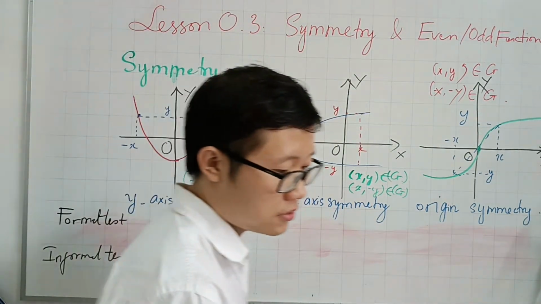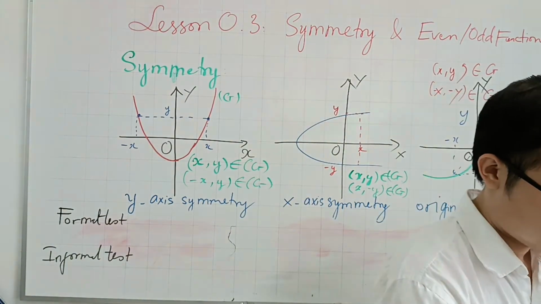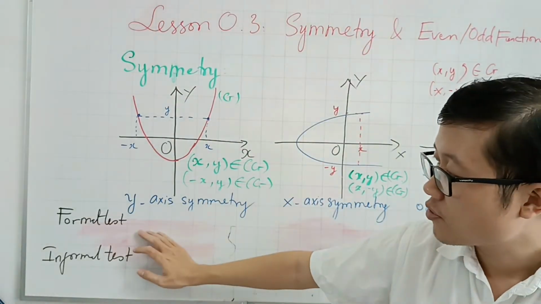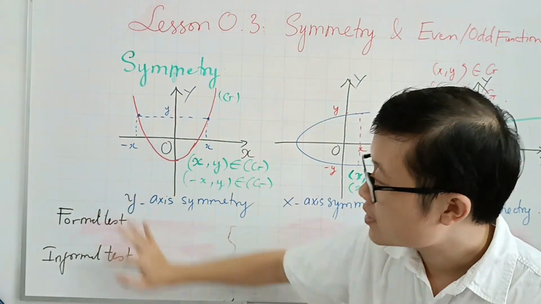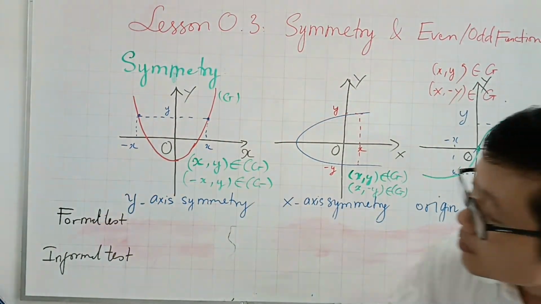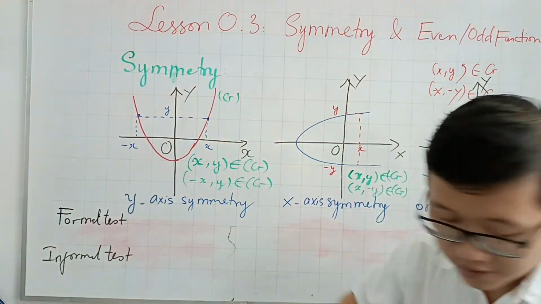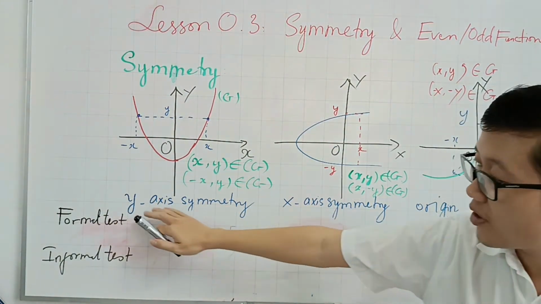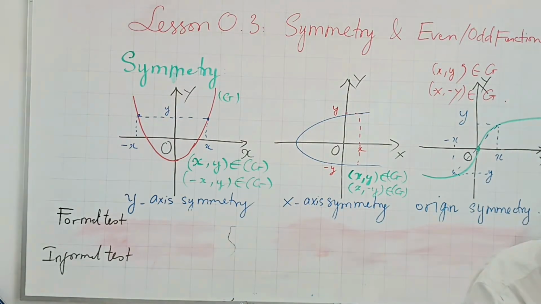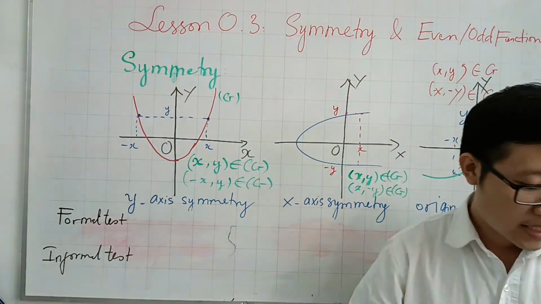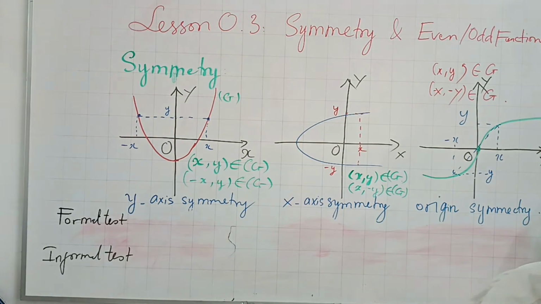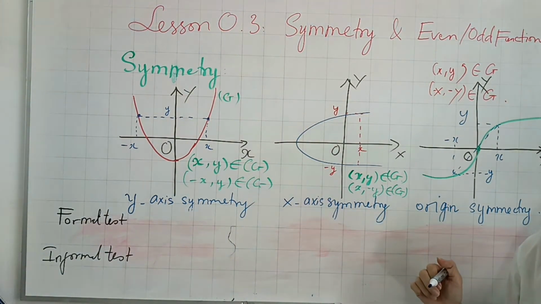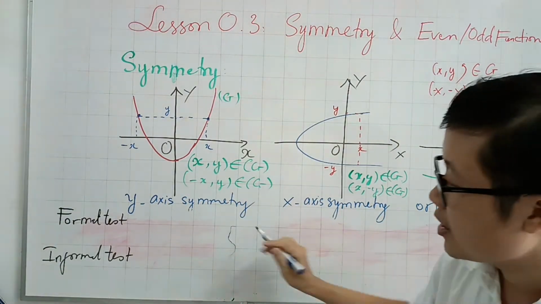For symmetry. Okay, about the formal test. In the formal test, for y-axis symmetry, we replace x with negative x, and it yields or produces an equivalent equation.